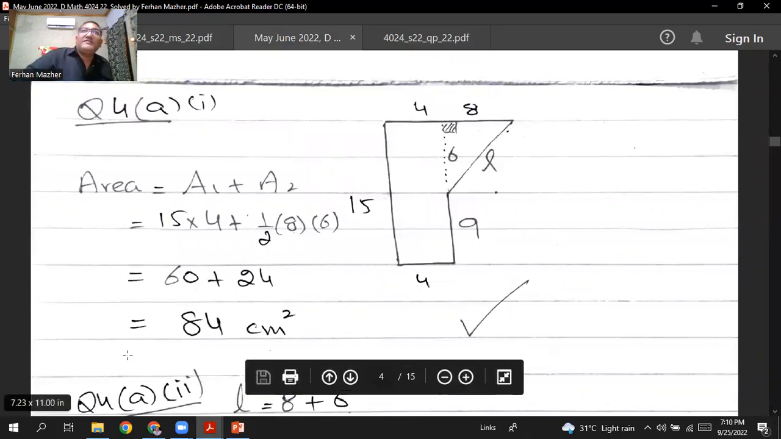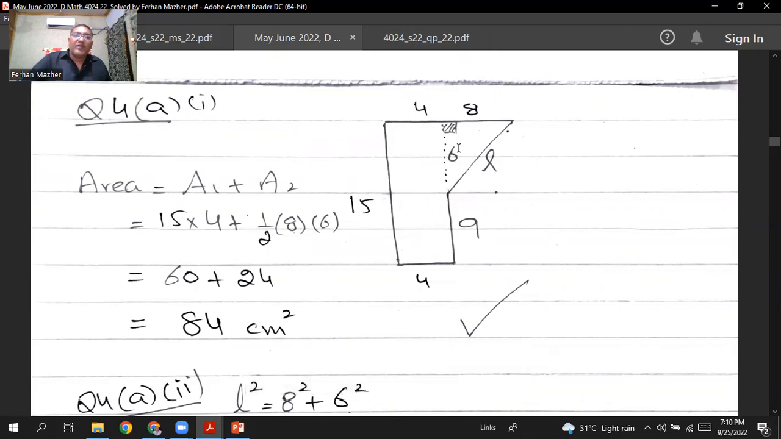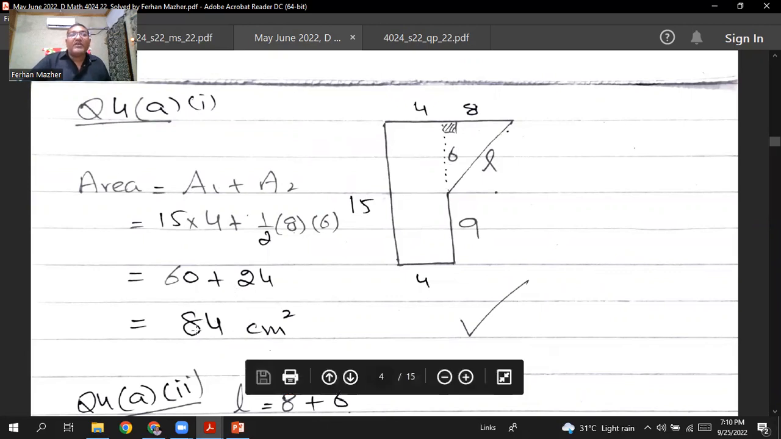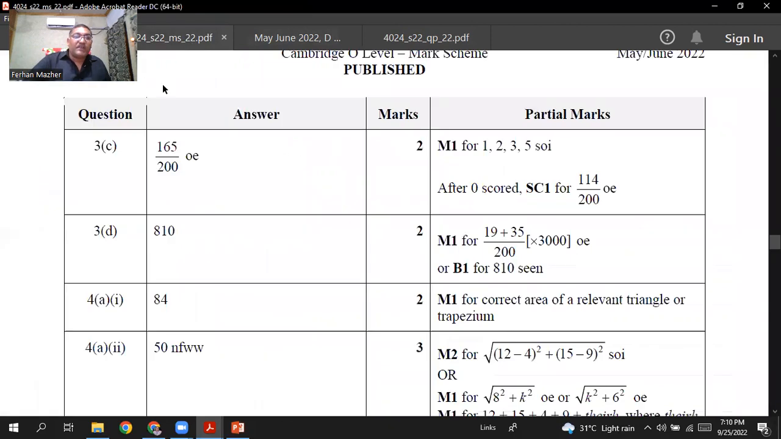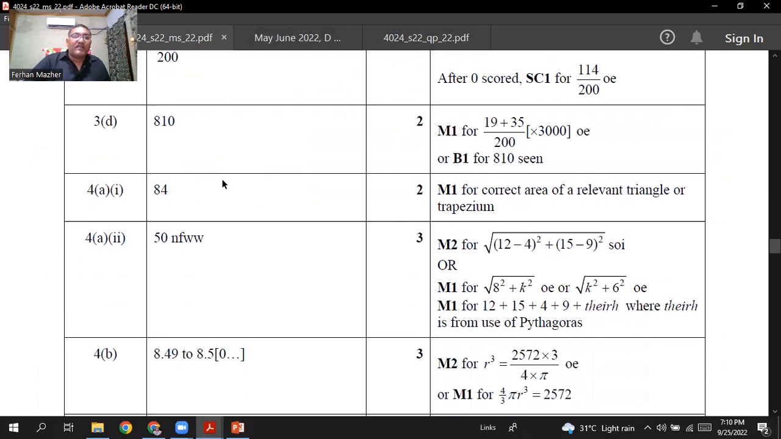So it will be like 15 multiplied by 4. So 15 multiplied by 4, that will be 60, and the area of this will be 1 by 2 into 8 into 6, and that will be 24. So 60 plus 24, that will be 84 centimeter square. So the area of this pentagon will be 84 centimeter square. So our answer is right, sir.